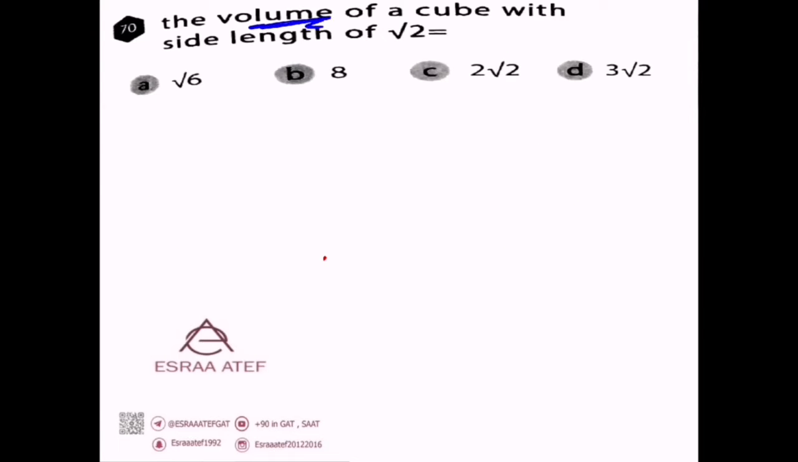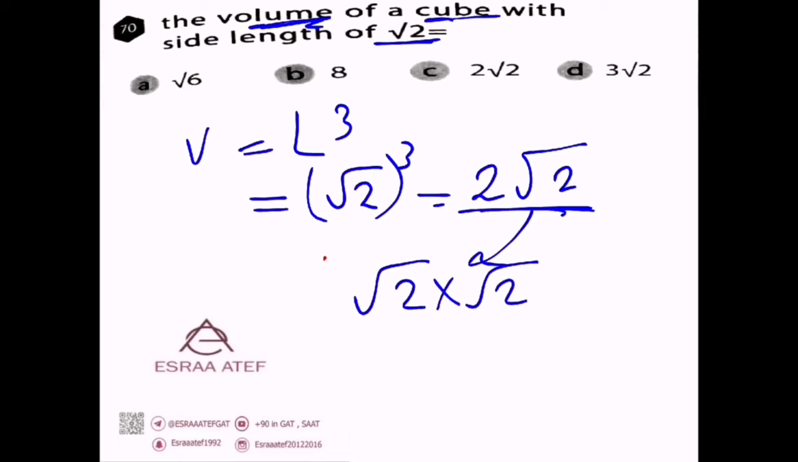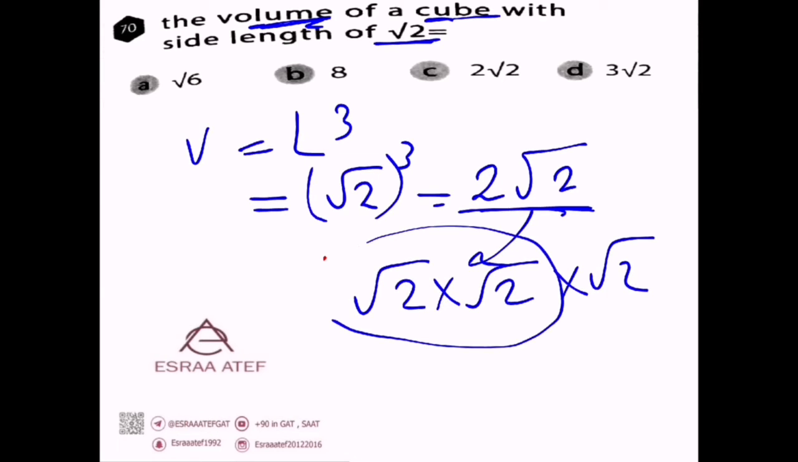Next one, here we have the volume of the cube, whose side length is square root of 2. The volume of the cube is L cubed. So here it will be square root of 2 cubed, which is square root of 2 times itself 3 times. So it will be 2 square root of 2. Why? As it's square root of 2 times square root of 2 times square root of 2. If I multiply square root of 2 times square root of 2, it will be 2, and the remaining is square root of 2. Okay, so the answer will be 2 square root of 2.